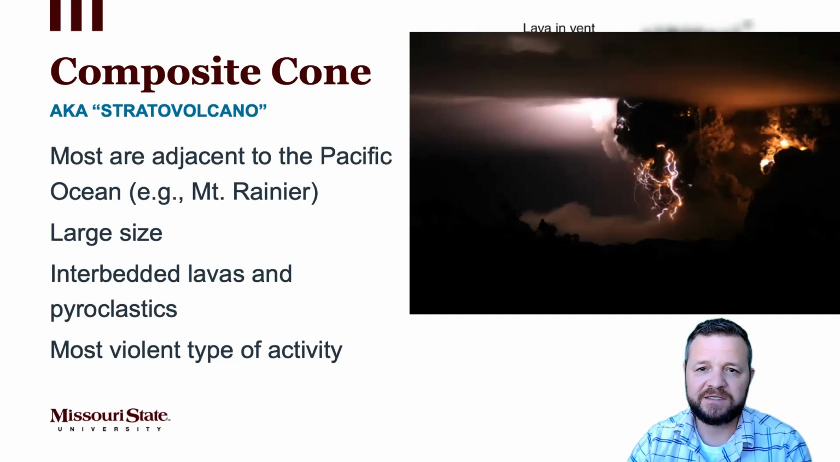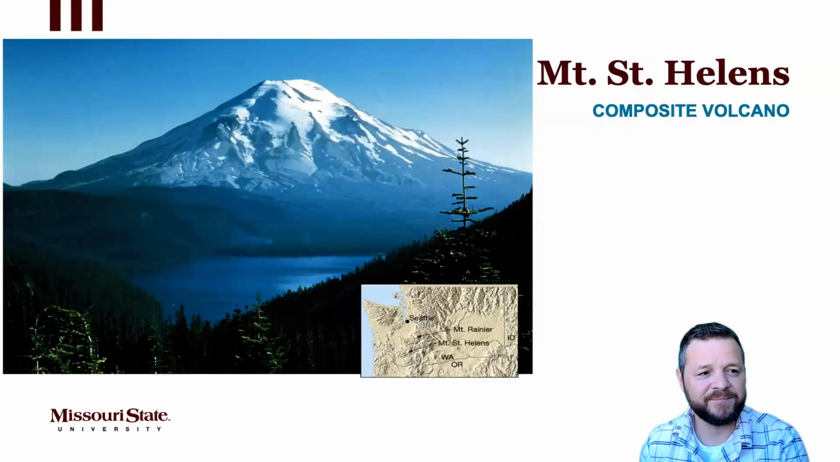These are large in size, and instead of just being predominantly lava, they're made of interbedded lavas and pyroclastic materials. They're extremely violent in their eruptions. You can see behind me, or above me, the erupting volcanic cloud that's generating lightning strikes because of the static electricity that's formed between the different ash particles that are moving together in the atmosphere.